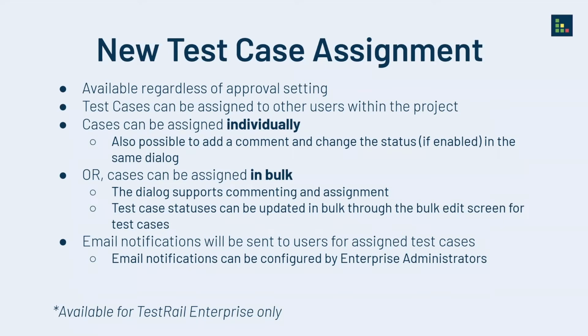For assigning test cases in bulk, you can change the assignee and add a comment. However, if you need to edit the status of multiple test cases in bulk, this would just be done through the bulk edit screen. Email notifications are also enabled for this feature. So when you assign a user a test case, they will receive a notification for that assignment. Similarly, when you add comments, a comment notification email will also be triggered.